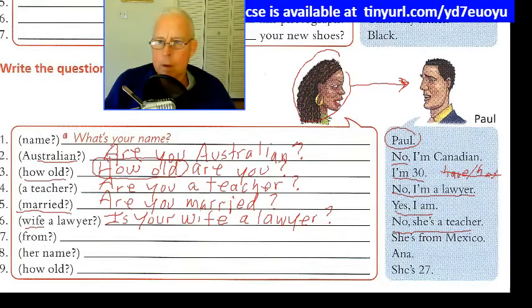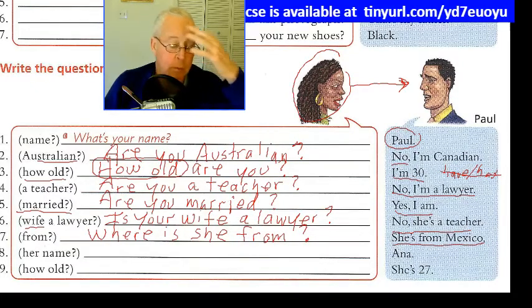Still, we're talking about his wife. And he says, she's from Mexico. Well, that's not a yes/no question. That's a WH question. So that's the question. Where is? Now we could say, where is your wife? But let's be a little simpler. Where is she from? Where is she from? What's her country of origin? She's from Mexico.